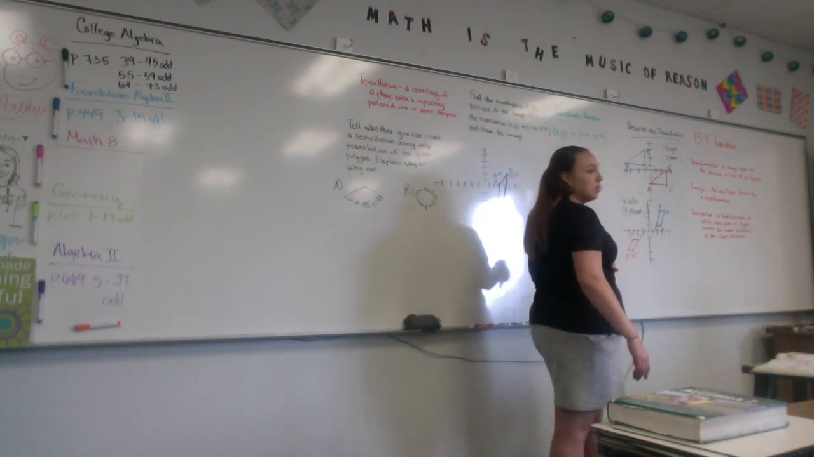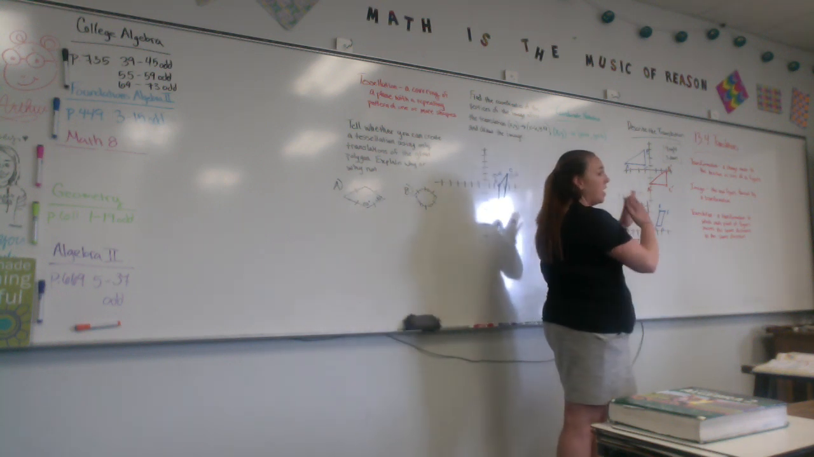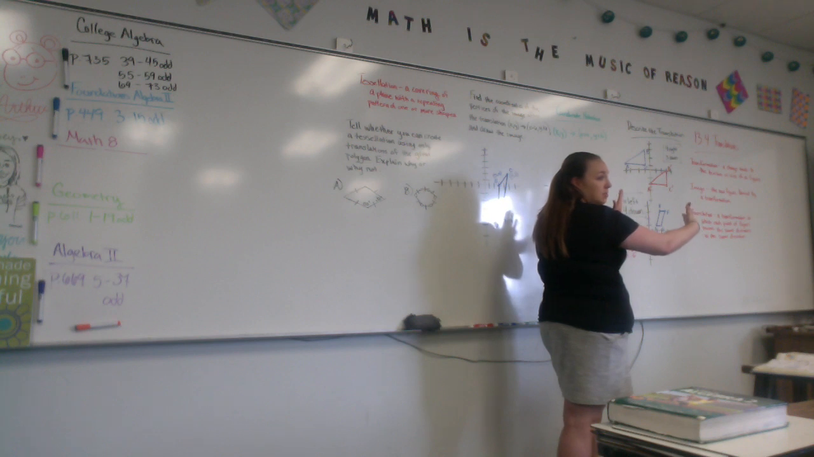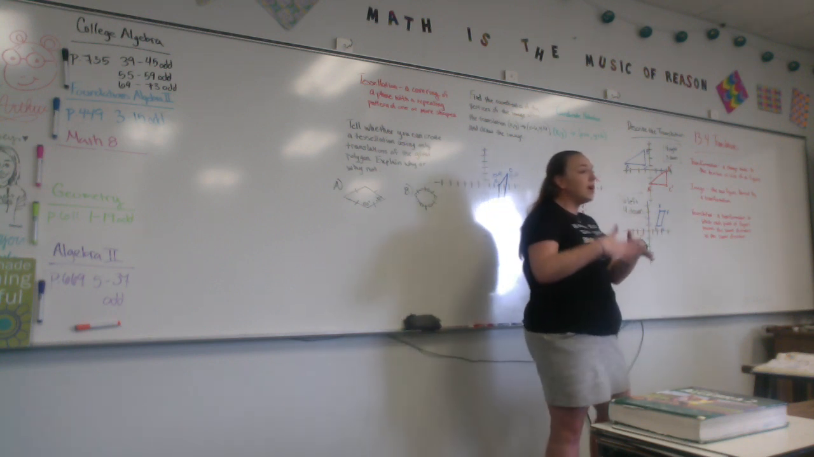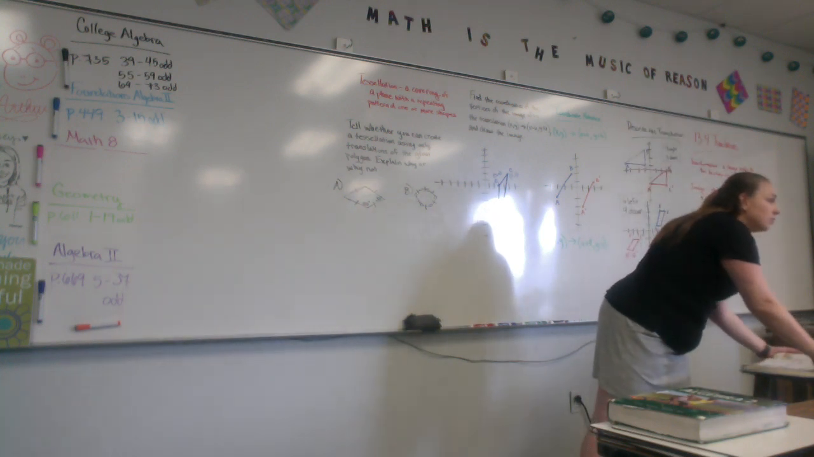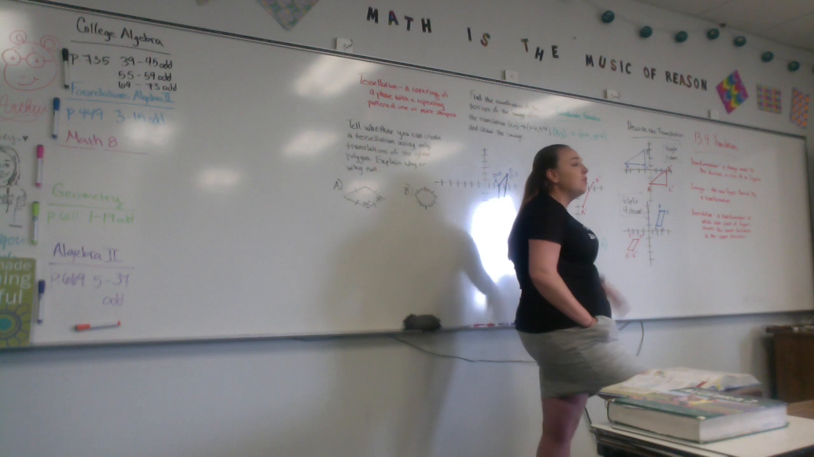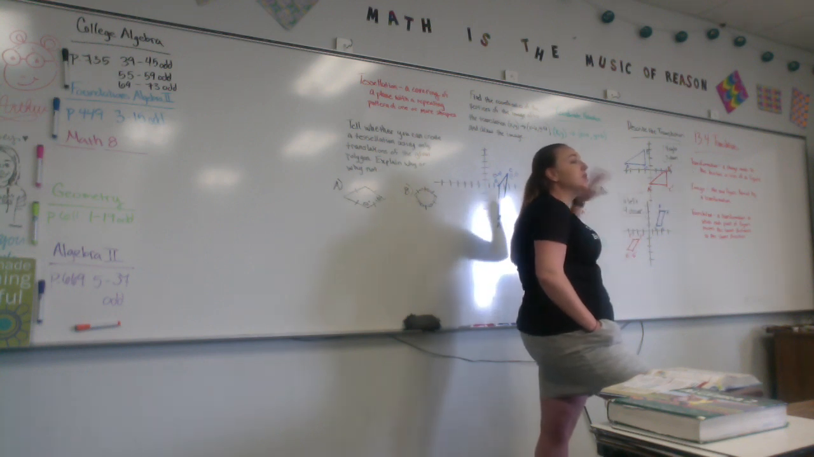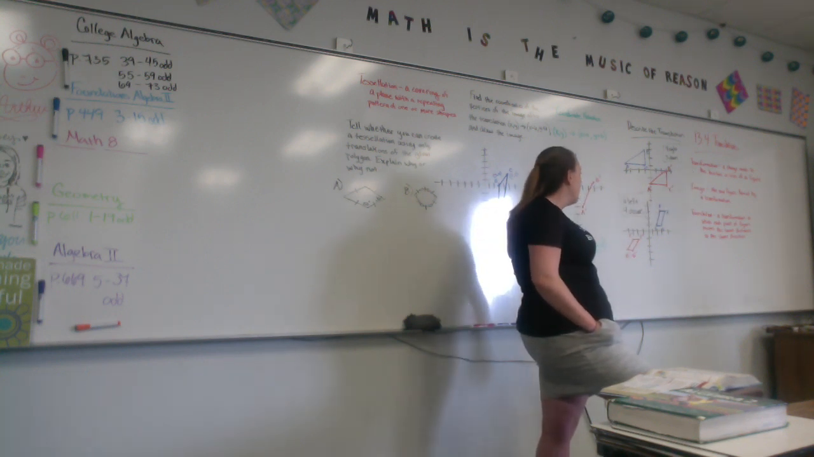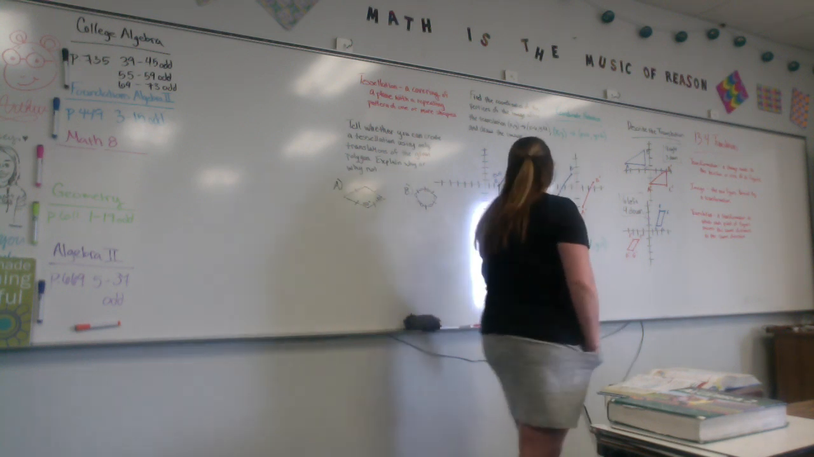So x plus whatever it moved to the left or right, and y plus or minus whatever it moved up or down. If you move up, it's plus. If you move down, it's minus. If you move to the right, it's plus. If you move to the left, it's minus. Okay? That is coordinate notation. So when they ask for you to write it in coordinate notation, they want it written that way.